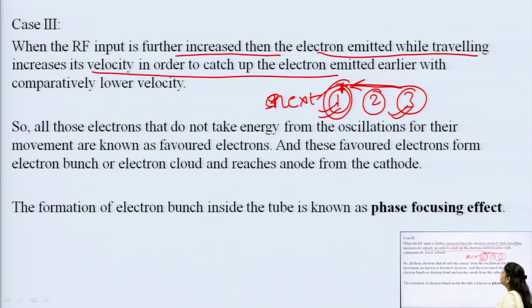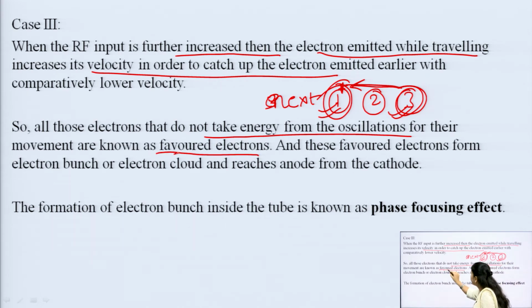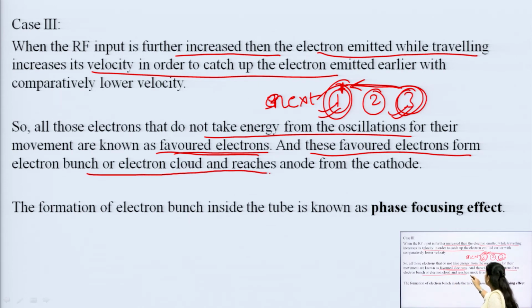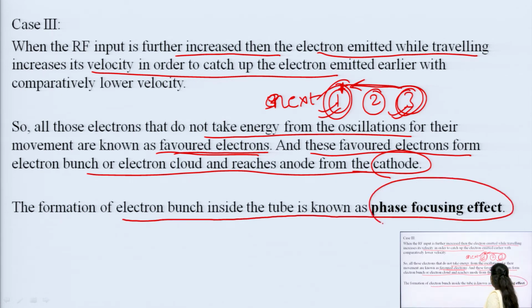So, all these electrons that do not take energy from the oscillations, this electron is also considered that it will not take energy from the oscillations. So, what will it do? It is also called the favored electron. The main difference between the favored and unfavored is whether it will take energy from the oscillation or not, and these favored electrons from the electron bunch or electron cloud reach the anode from the cathode. The formation of the electron bunch inside the tube is known as the phase focusing effect.